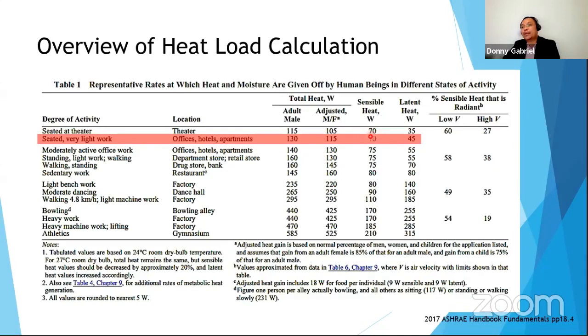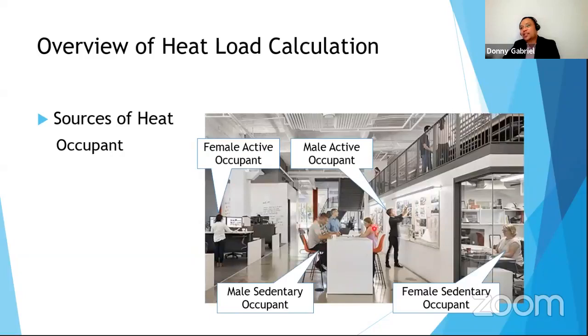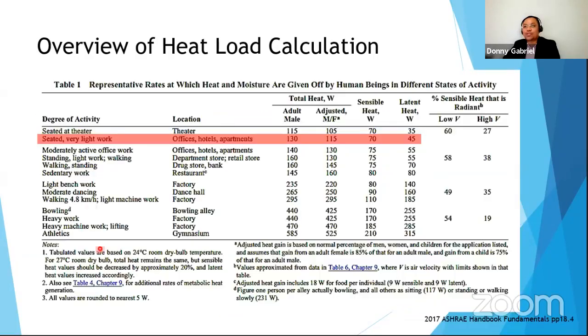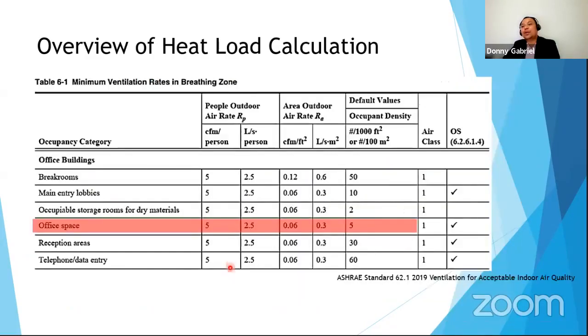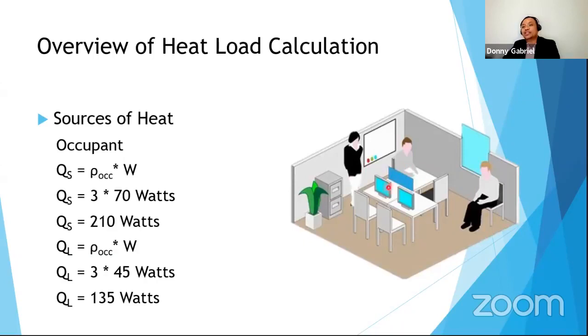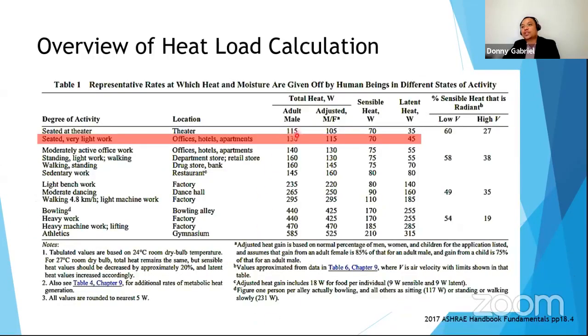Paano natin nakuha itong 75 and 45? Bakit natin ito napili? Kasi they are seated doing very light work. Kung natin yung picture natin kanina, no? These people are seated doing very light work. But if these people are standing up, they will be considered moderately active office work or standing and doing light work, and they're walking. So these are the typical areas where these types of activities are being done. So since in our office, most likely they are seated doing very light work, that's why we have chosen this parameter, typical to office buildings. So these are the heat generated by these people.